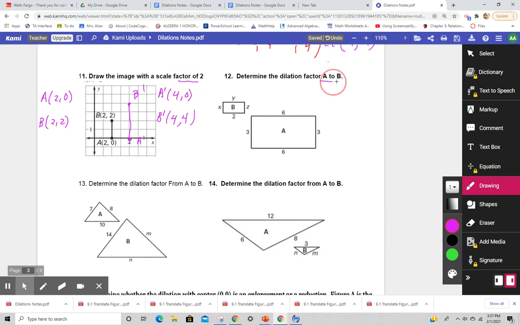Determine the dilation from A to B. So this is the original. This is the image, which is the new one. So it has to be always image over pre-image, which is this one here, pre-image. So you can call it the original or the pre-image. Let's just take the ratio of their corresponding sides for our scale factor. This side is 2. For the image, this side is 6. So then that reduces to 1/3, and that's our scale factor.